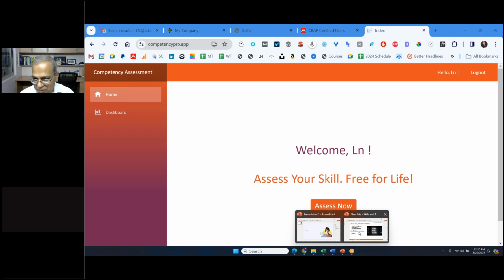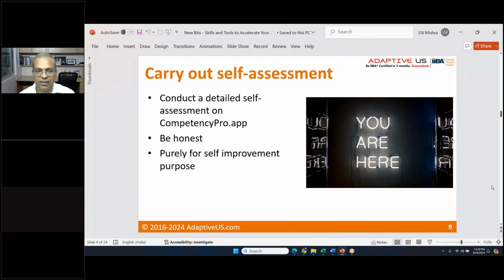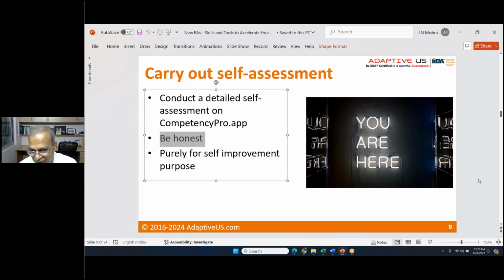So we start with the assessment framework, as I said. The request is to be honest, don't overrate yourself just to get a better grade. Nobody is going to take a look at your assessment score other than you yourself. So be clear, there is nobody looking at your score other than yourself.